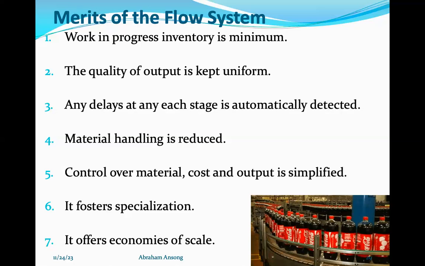Okay, any delays at any stage is automatically detected because it has to flow continuously. Once there's a problem at one step, it is easily detected because the next step will not be able to work until that problem or delay is rectified. Material handling is reduced. So it relies on automated machines that tend to move the work in progress from one place to the other until the finished product. So material handling is reduced. You don't have a lot of manual or humans involved in the movement of goods with this system.